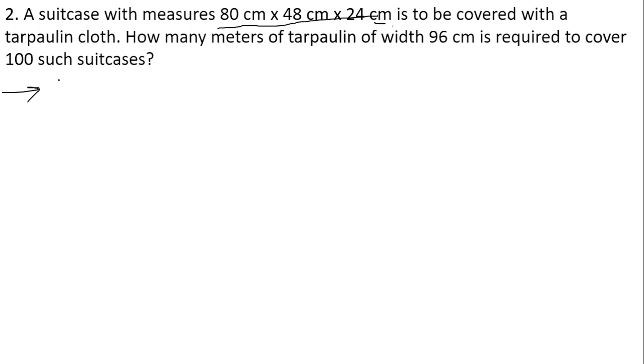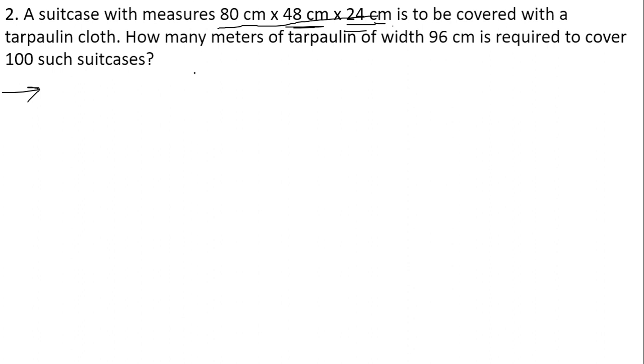Okay, and this suitcase measurement is given to you, that is 80 centimeter into 48 centimeter into 24 centimeter. So what is the length? Length is equal to 80. Breadth is 48 and the height is 24 centimeter. And if you are looking at this suitcase box right now, you can clearly see that it is a cuboidal shape, not a cube shape, right?